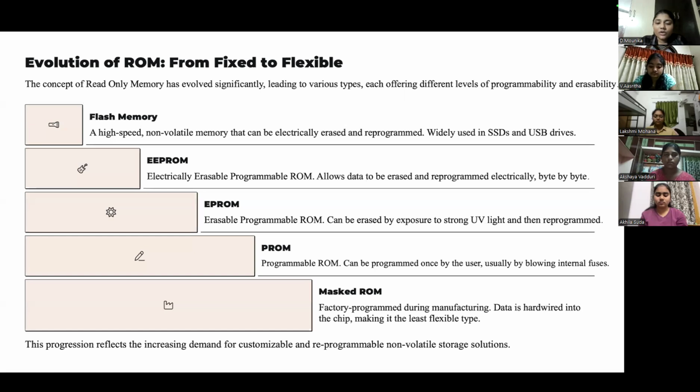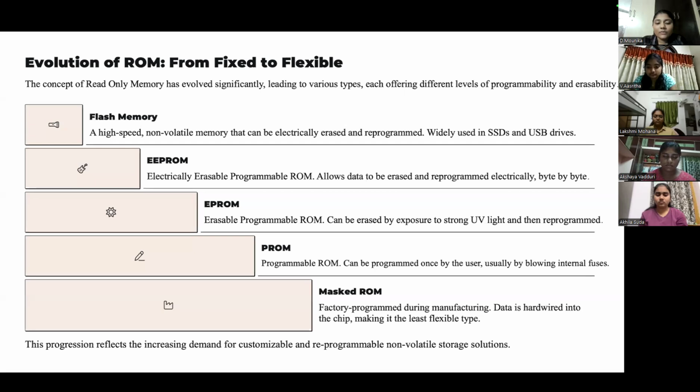PROM is also known as programmable ROM. Unlike masked ROM, PROM can be programmed once by the user after manufacturing. Programming is done by blowing internal fuses, but once programmed, the data becomes permanent and cannot be modified again.